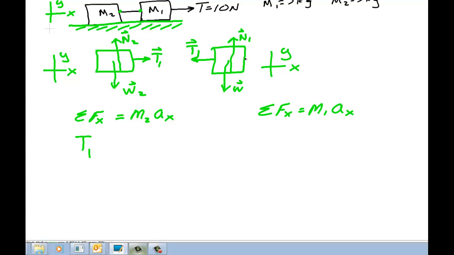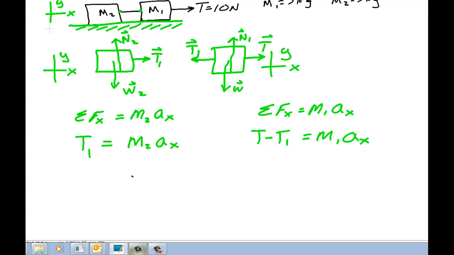Over here, I've missed a force in drawing my free body diagram. I had this rope here pulling on that, so I need to make sure I got that. For M2: T minus T1 equals M2 AX. For M1: T1 equals M1 AX.